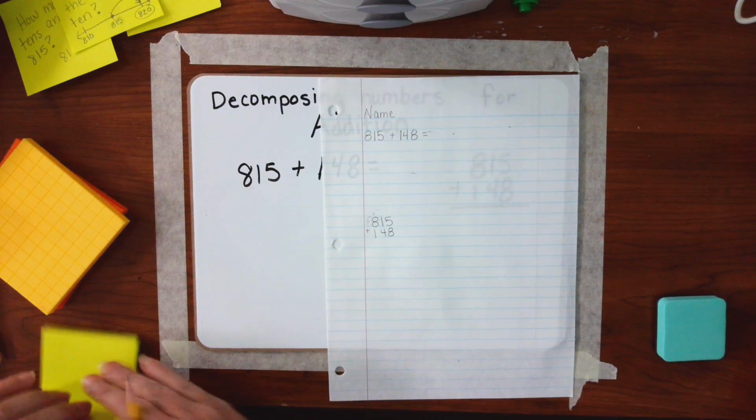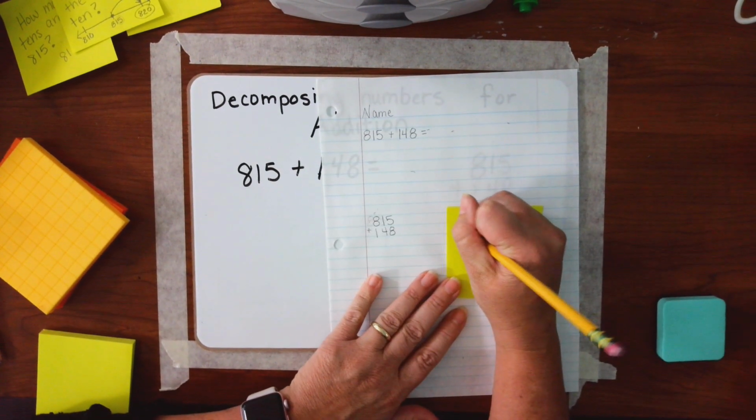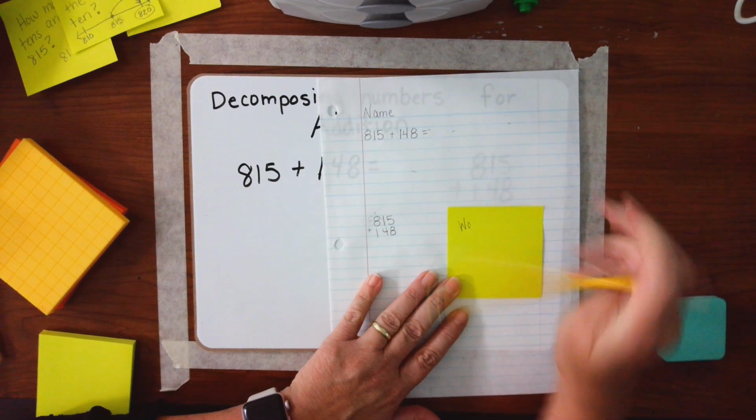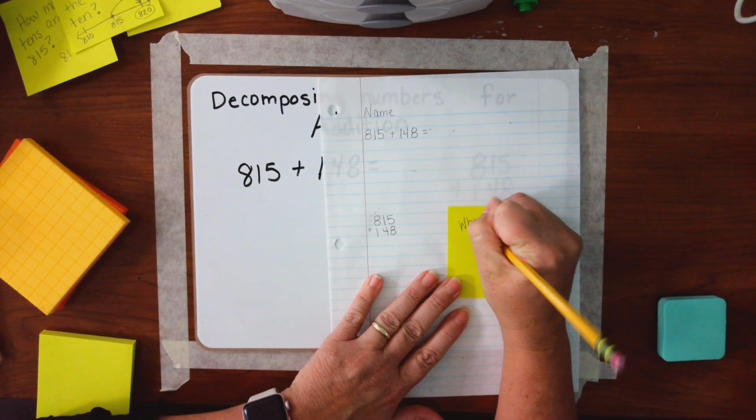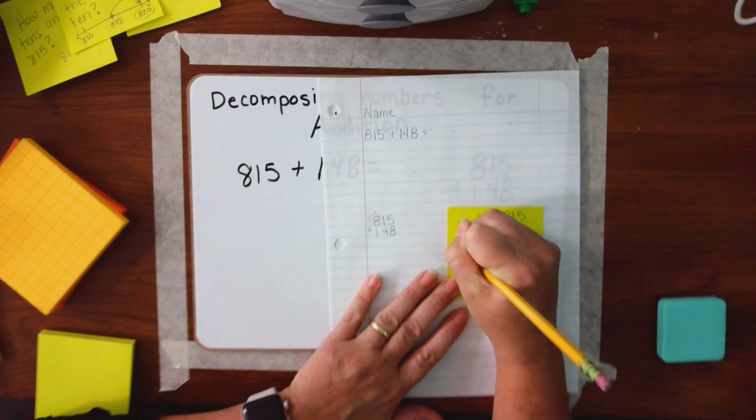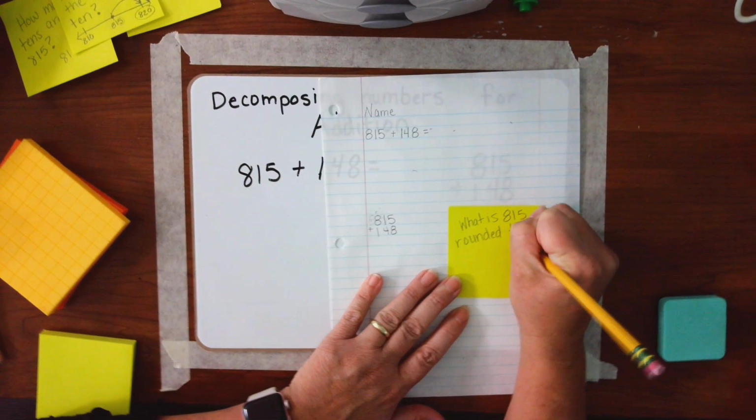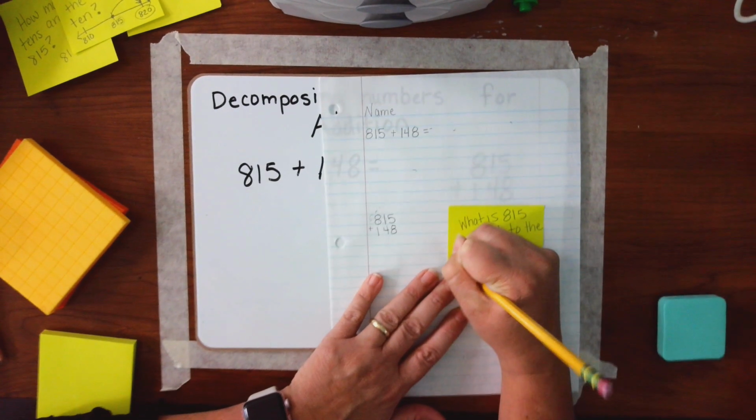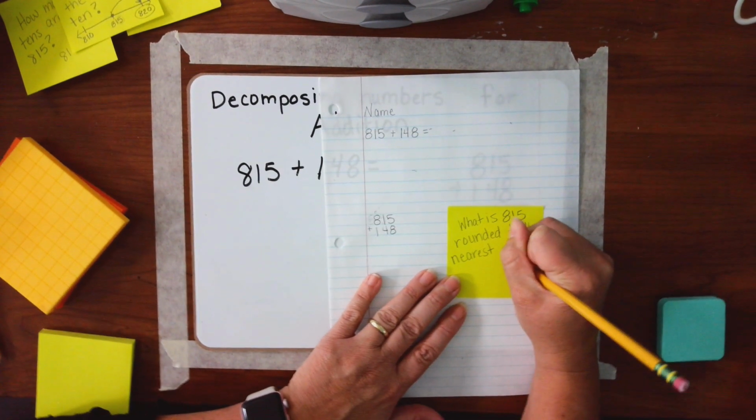Last question before I'll let you get to work on your addition problem. What is 815 rounded to the nearest 100?